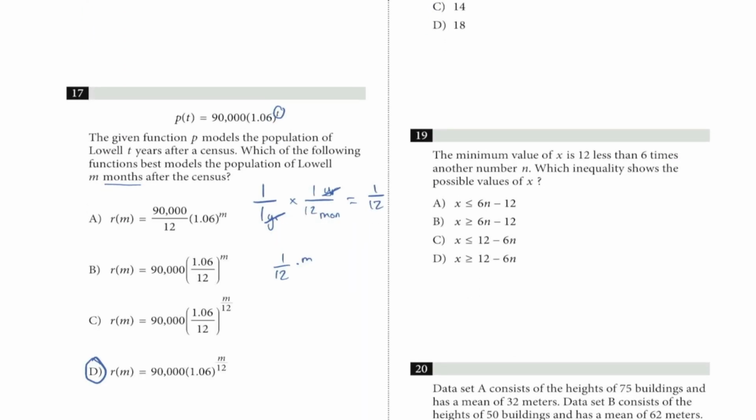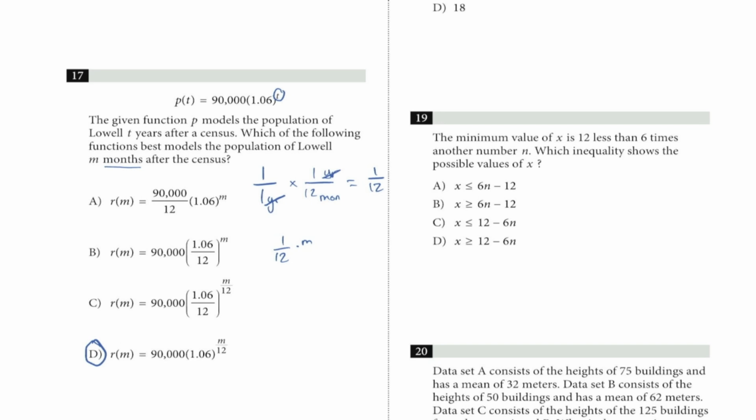Okay, so number 19. The minimum value of x is 12 less than 6 times another number n, which inequality shows the possible values of x. So a lot of times we say is, that usually means equals. Minimum value is going to change that, because if you notice, none of the answers have an equal sign. They all have inequalities. But I'm just saying that because notice how the x is by itself. It's x is, so that means the x should be by itself, and all the answers do that. We're not going to worry about the sign yet. Let's just try to figure out the right side.